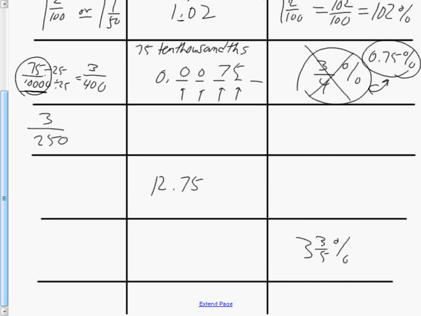Okay, this is your second set of practice questions from 4-1, fractions, decimals, and percents. The first question says, as a fraction, 3 out of 250. What is that as a decimal, and what is that as a percentage?